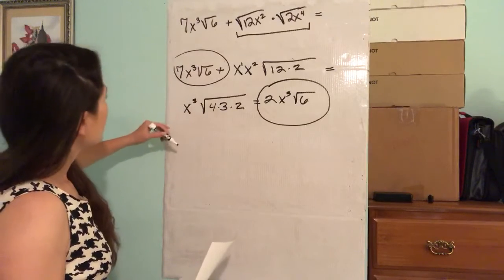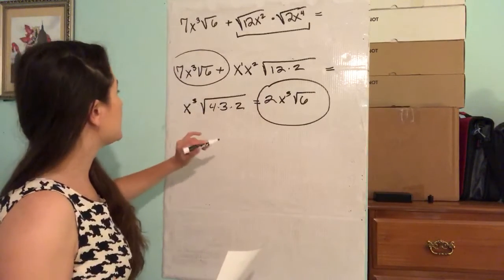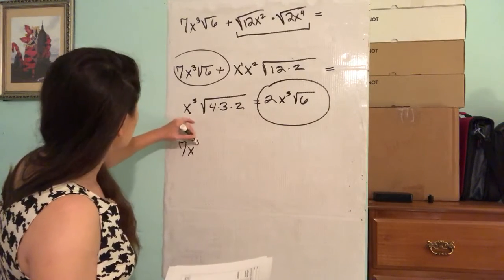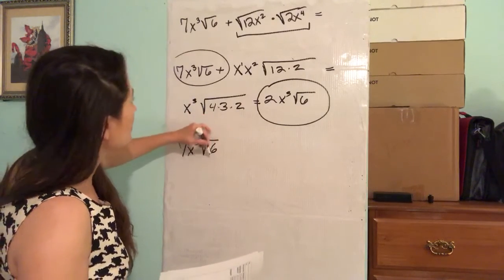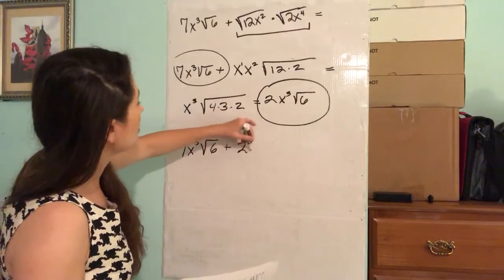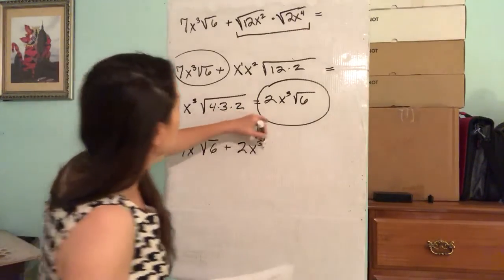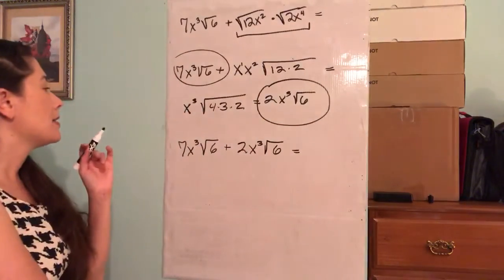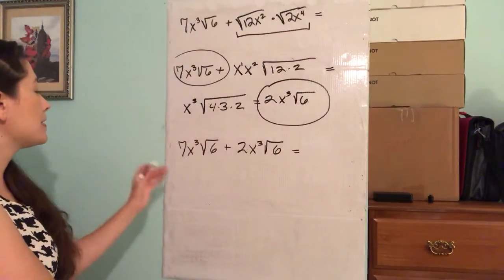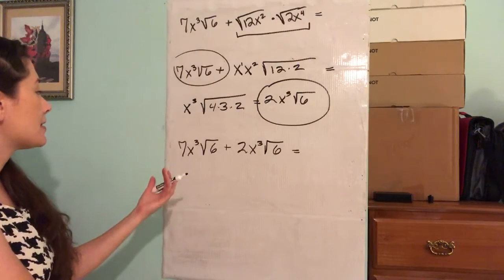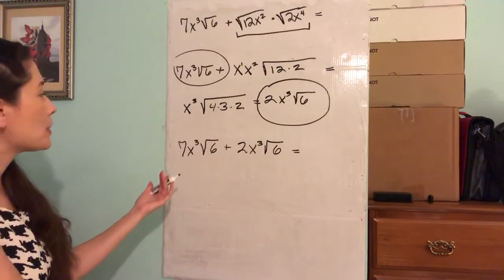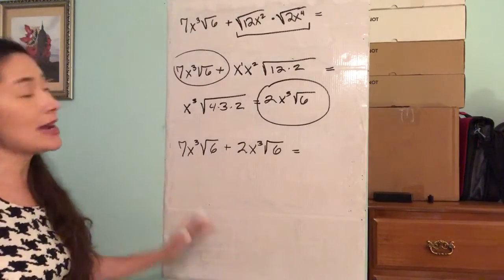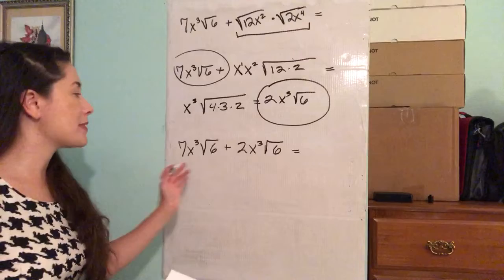So we still gotta solve the addition part, okay? So we got 7x to the third power times the square root of 6 plus 2x to the third power times the square root of 6. Okay, well this actually works out really well because both of these terms are multiplied by x to the third power and the square root of 6. If that was not the case, you wouldn't be able to add them like that.